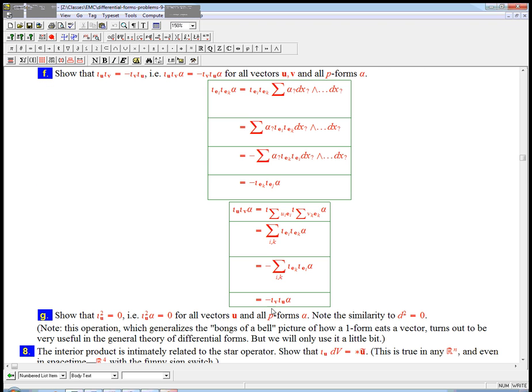Okay. So one consequence of that is very simple, that if I do i_u twice, if I take, let me just explicate this a little clearer. This is i_u, and that's supposed to be bold, of i_u of alpha.